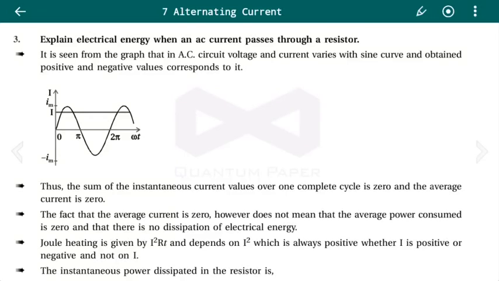In this video we are going to discuss the electrical energy when an AC current passes through a resistor, of chapter number 7, alternating current.